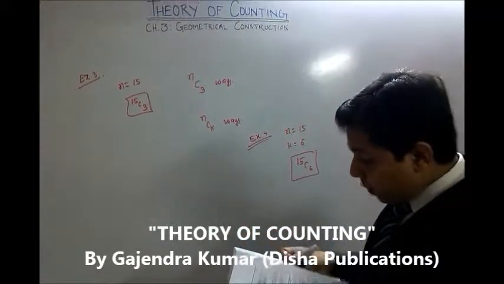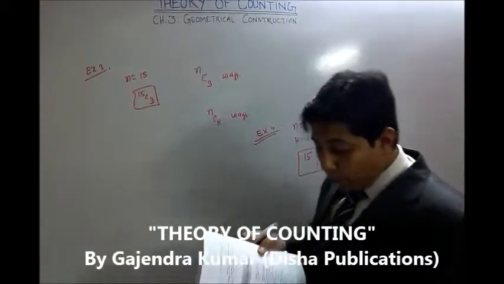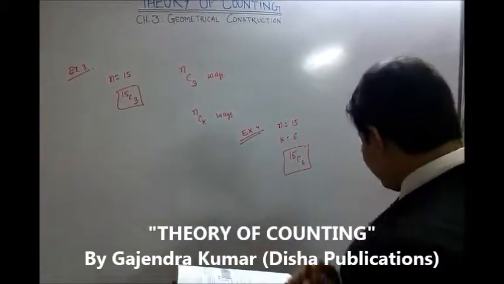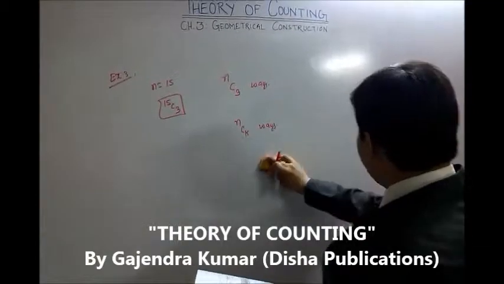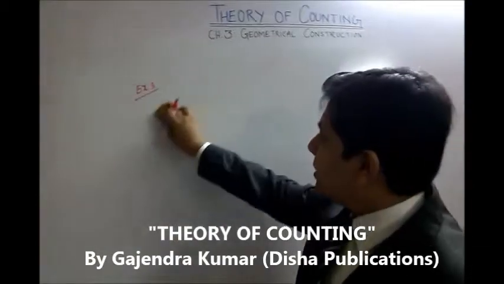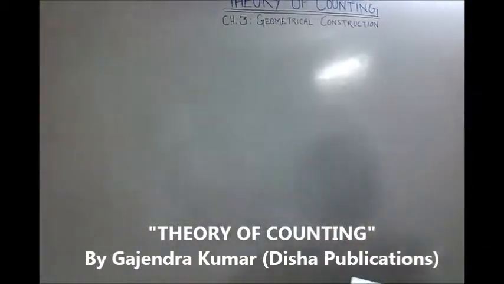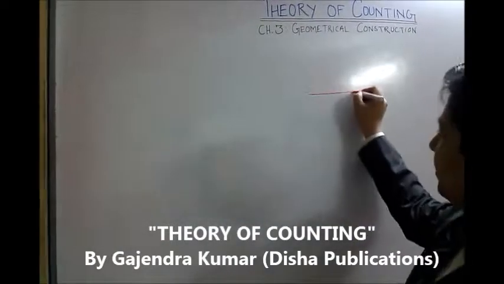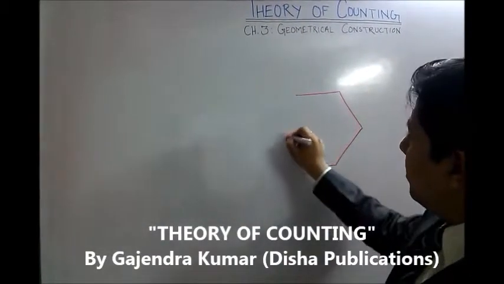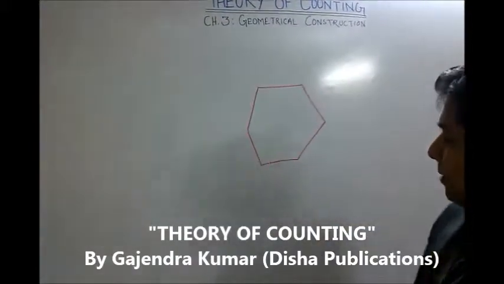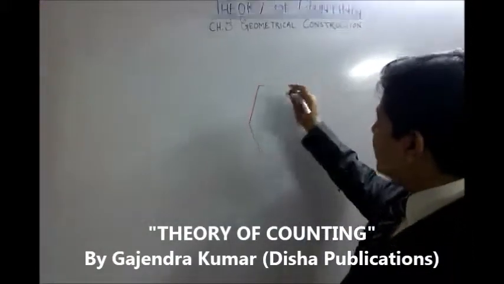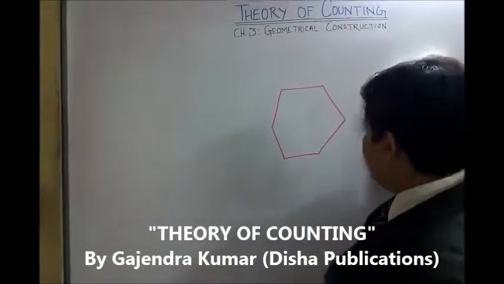Then the next concept is the number of diagonals in a polygon of n sides. To understand the number of diagonals, let's take the example of a hexagon. How many vertices do we have? It is not related to any particular hexagon, it's any hexagon. So how many vertices do we have? 6 vertices. n equal to 6.